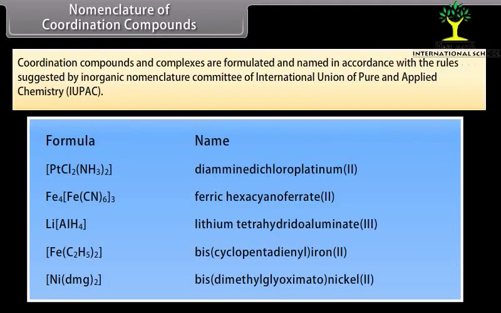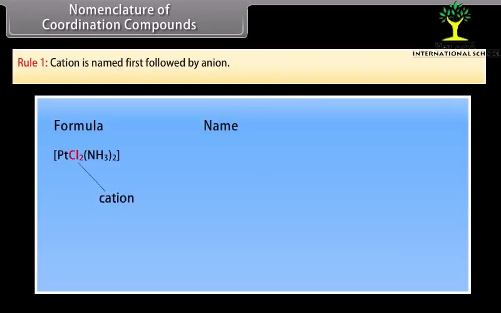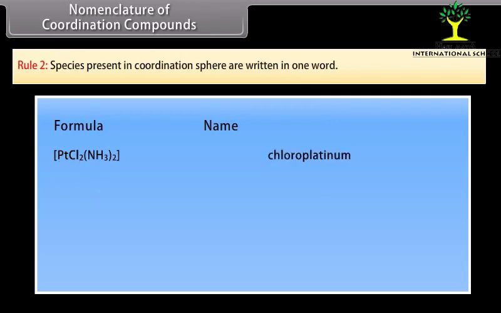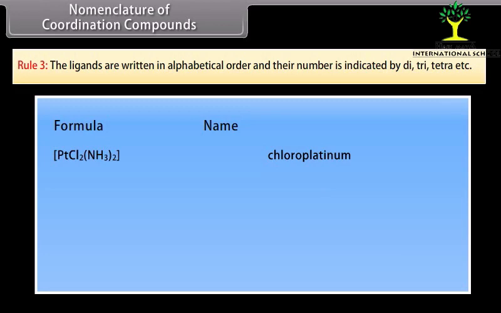Nomenclature of coordination compounds. Coordination compounds and complexes are formulated and named in accordance with the rules suggested by the Inorganic Nomenclature Committee of the International Union of Pure and Applied Chemistry. Rule 1: Cation is named first, followed by anion. Rule 2: Species present in the coordination sphere are written in one word. Rule 3: The ligands are written in alphabetical order and their number is indicated by di, tri, tetra, etc.